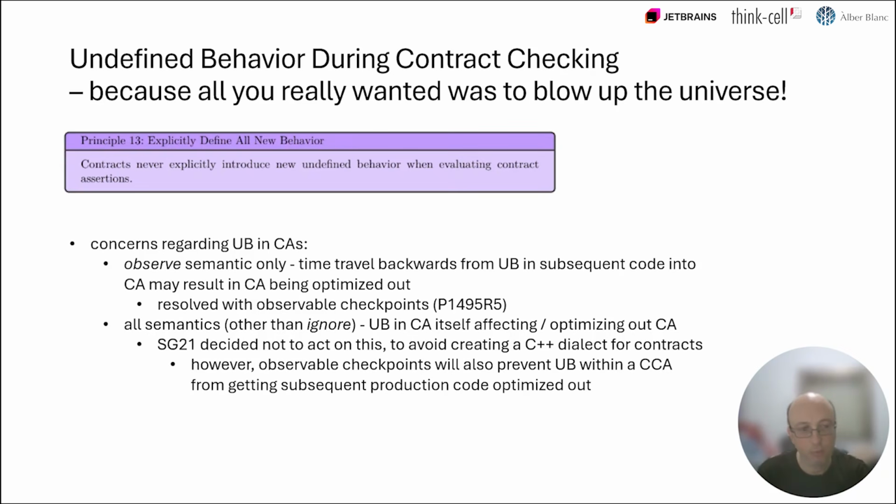And we also have the opposite direction, which applies to all the semantics, in this case, including the observed semantic, which stipulates: what if we have undefined behavior inside the contract assertion itself? This might cause the compiler to optimize out the code following the contract assertion, which of course would be a disaster. And those observable checkpoints protect us against that possibility as well.